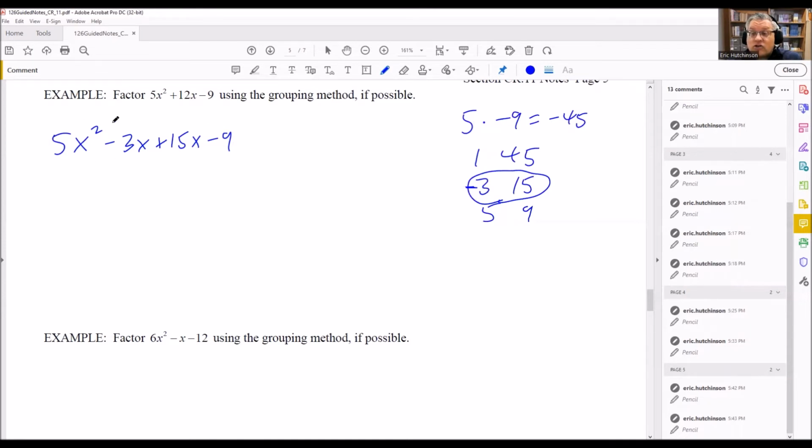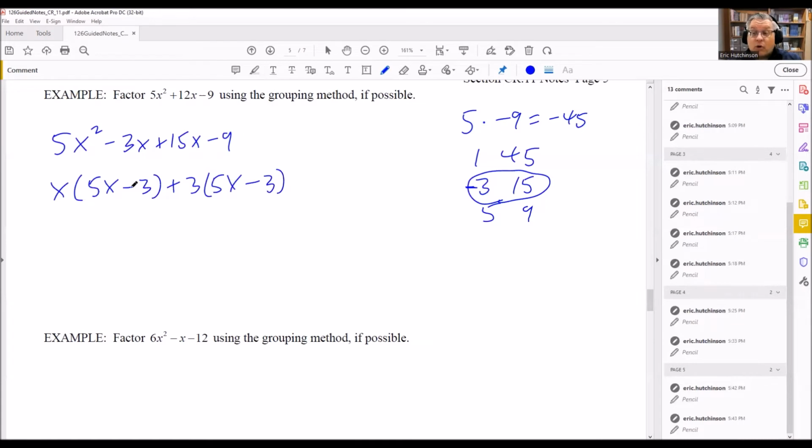If I factor the first two, the only thing that's common is just going to be an x. And so 5x squared divided by x is 5x. -3x divided by x is -3. And then that would be it for that one. Next, I have 15x and -9. A 3 would be something common. Both of these are divisible by 3. So I'll factor out a 3 here. 15x divided by 3 is 5x. -9 divided by 3 is -3.